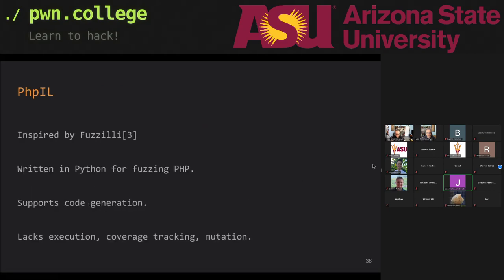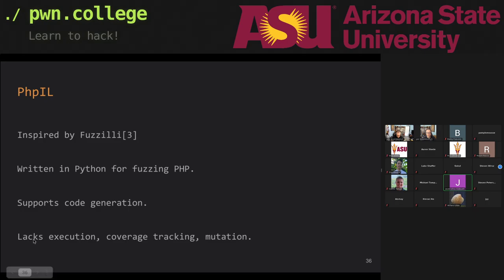PHPIL was this other tool that was inspired by Fuzzilli, a basic port of Fuzzilli in Python that was intended at fuzzing PHP. As it is, it just supports code generation, but does not actually execute any binaries or track coverage or even perform any sort of mutation on it.